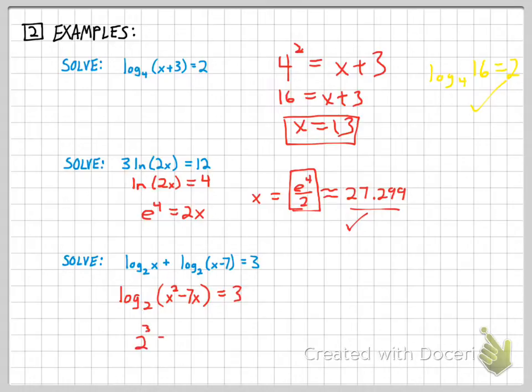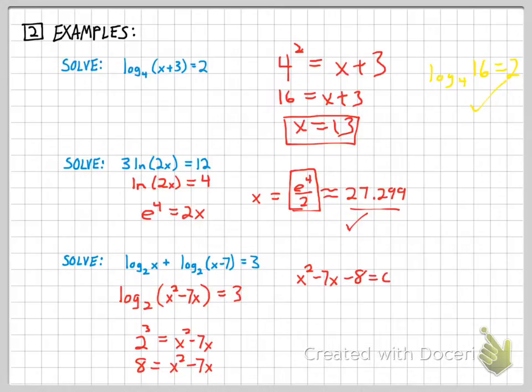2 to the 3rd equals x squared minus 7x. Okay, and that equals 8. Now I've got work to do because now I have a simpler expression. There's no more logarithms, but I have a quadratic. And so you have to pull out your Algebra 2 skills and solve a quadratic. X squared minus 7x minus 8 equals 0.